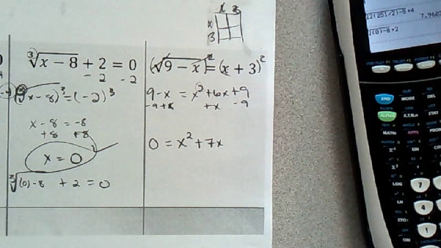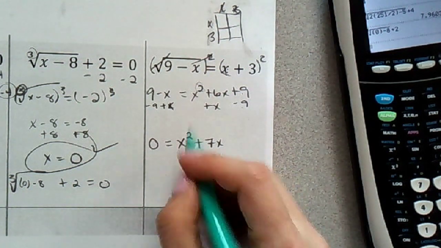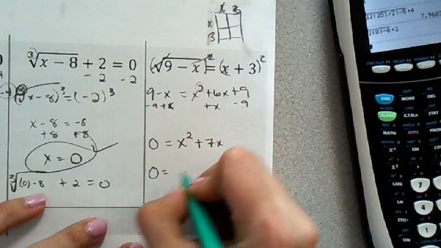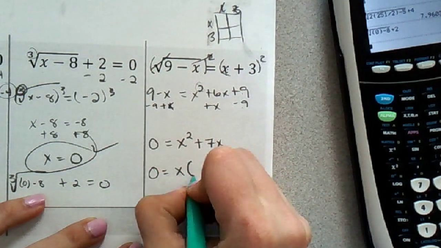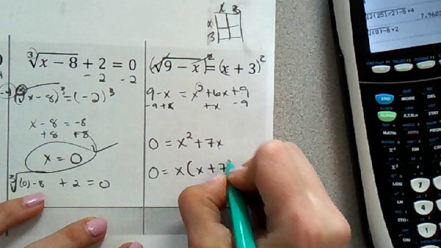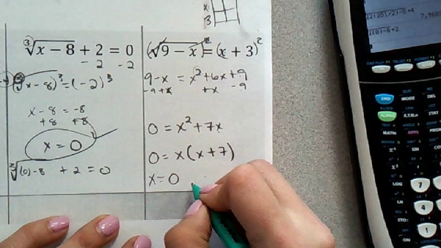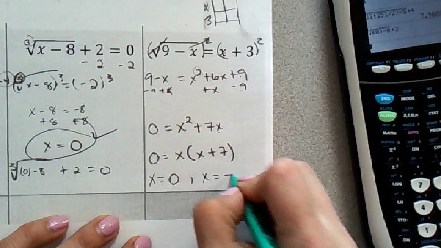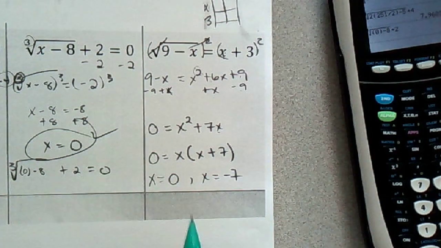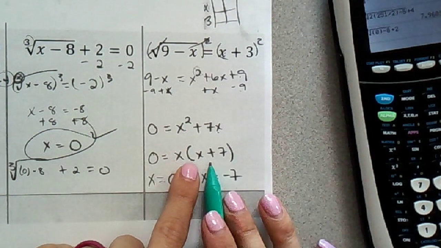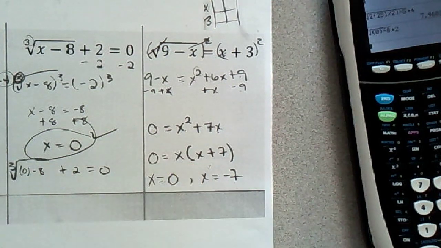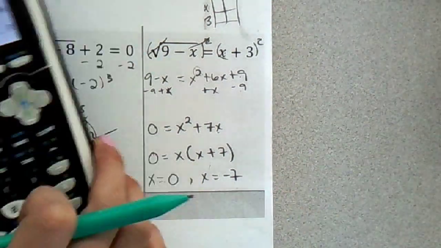And now we factor. Well, I can only do a GCF here. So I can pull an x out of both of those, and I'm going to end up with that. Then to solve by factoring, you set each factor equal to 0, and you solve. So I set this one equal to 0, and then x plus 7 is equal to 0, and you solve, and you get negative 7. And then we have to plug them back in.